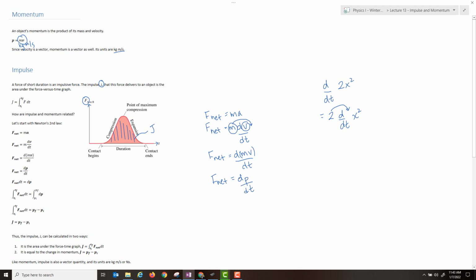So now what if we were to bring the dt to the other side? It's being divided by dt on the right side. If we multiplied both sides by dt, we'd get F net dt is equal to dp.